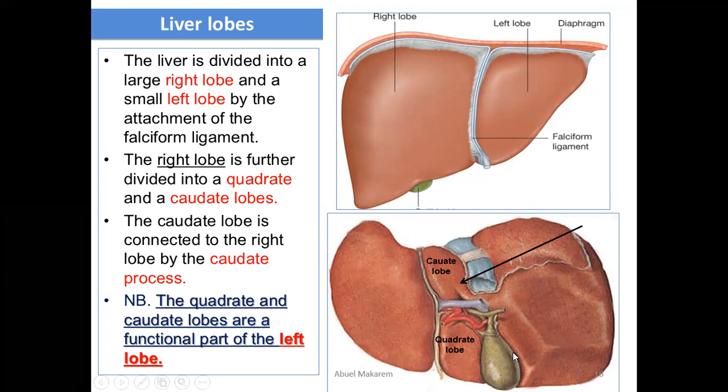So the physiological lobes of the liver are different from the anatomical lobes. Anatomical lobes depend on how they look. So clearly this is the right lobe and this is the left lobe, so easily we can separate. But in the case of physiological lobes, the line is drawn here. So the right lobe is here and the left lobe is here, and the caudate and quadrate lobes belong to the left lobe. So functionally they are part of the left lobe, but anatomically they are part of the right lobe. So there is a difference between the physiological and anatomical lobes of the liver.